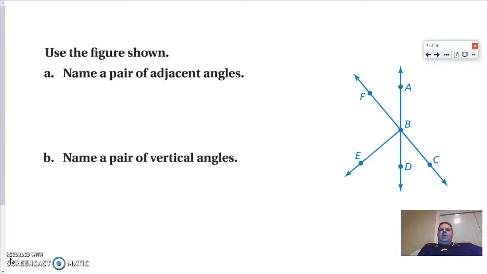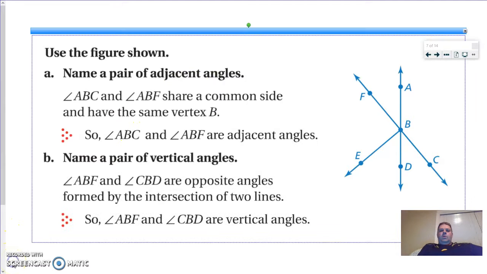Try to name a pair of adjacent angles. Please pause the video and have a discussion about adjacent angles. Also do the same with vertical angles. Vertical angles, remember, must be opposite. Adjacent must be next to. Please pause the video and have that discussion.